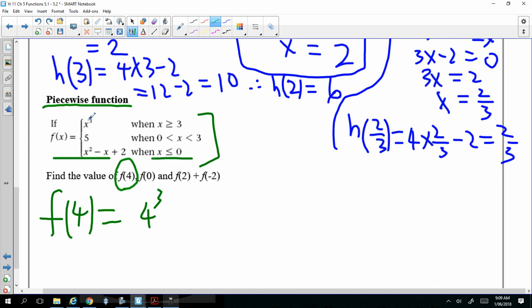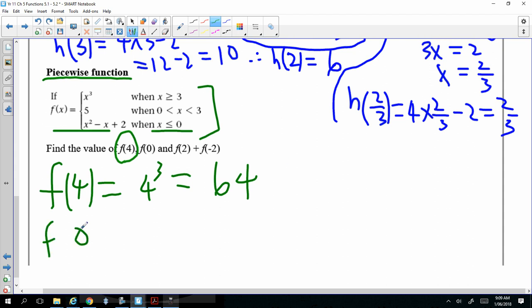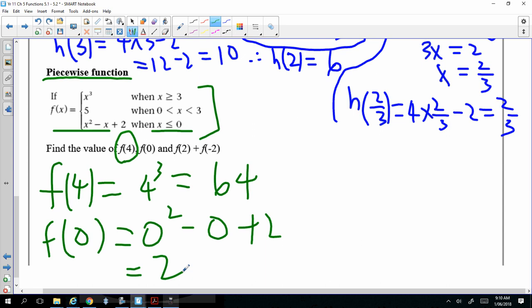So a piecewise function means I use different formulas in one function, and which formula I choose depends on what x values I choose. So if I choose f(0), which one will it be? Which formula? First, second, or third? The last one, less than or equal to 0. So I use this option, 0 squared minus 0 plus 2, which is equal to 2. And then we'll go one more.